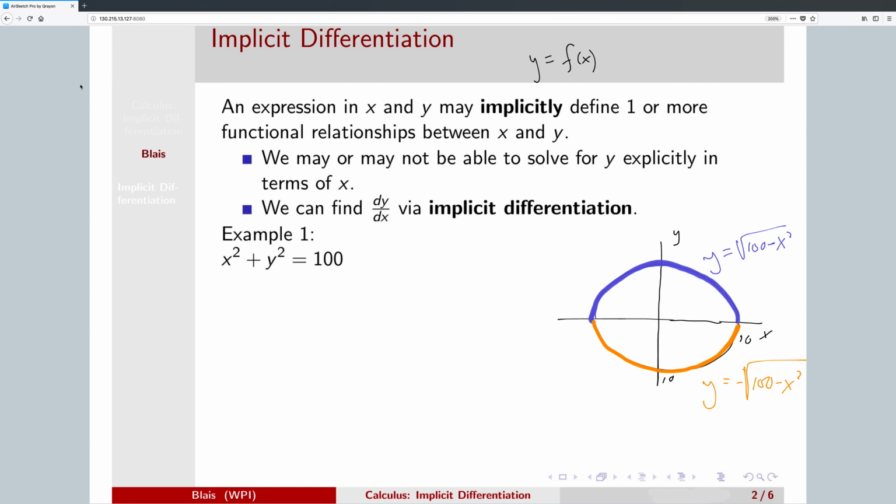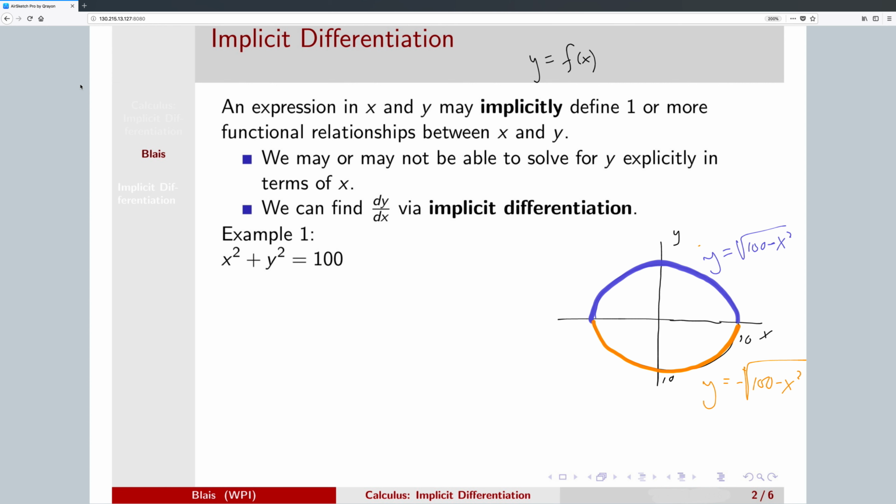Now, we haven't talked about differentiation yet, but the idea here is, in this case, even though we could actually break this into two functions and solve for y in terms of x, you don't have to do that in order to find dy dx. If you want to find the derivative, dy dx, we can implicitly differentiate this left-hand side.